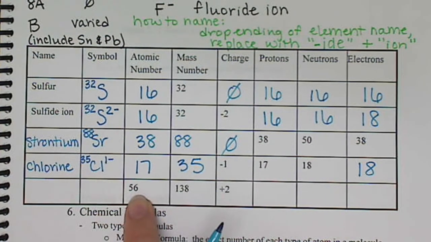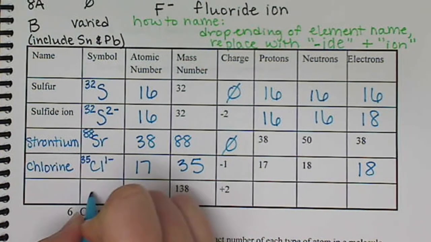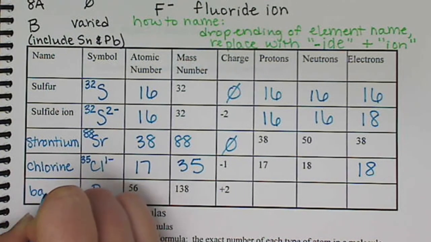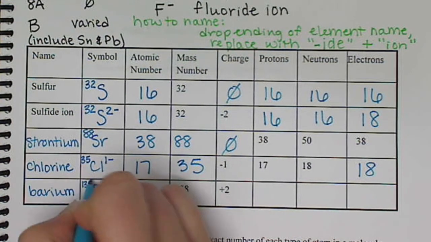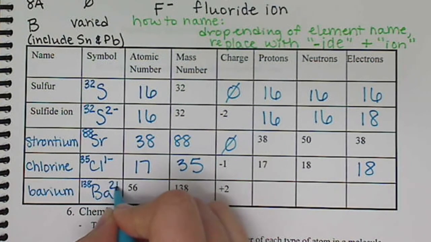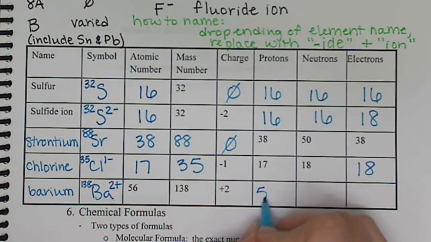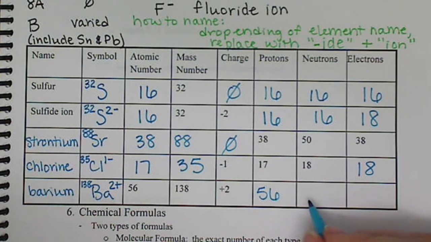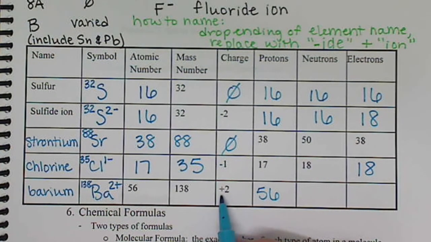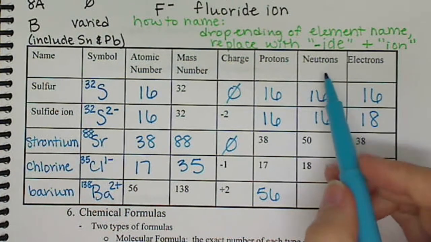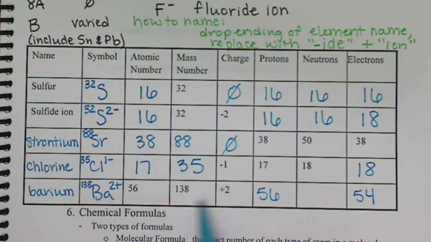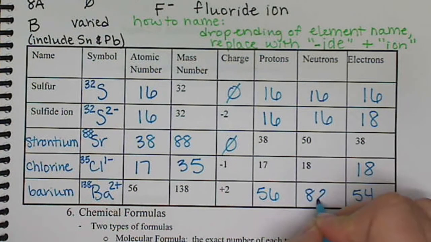Down here, atomic number of 56. 56 is barium, which is Ba. Mass number 138. 2 plus charge, so we have 56 protons from the atomic number. We have a +2 charge, so we have 2 electrons lost, so we have 54 electrons. Our number of neutrons is our mass number minus our number of protons, so we have 82?